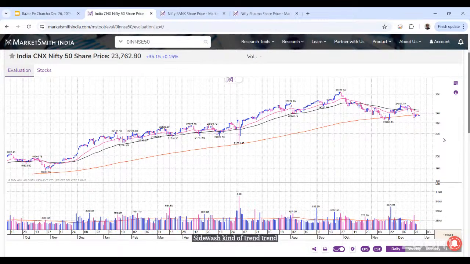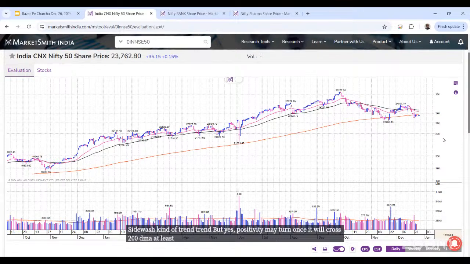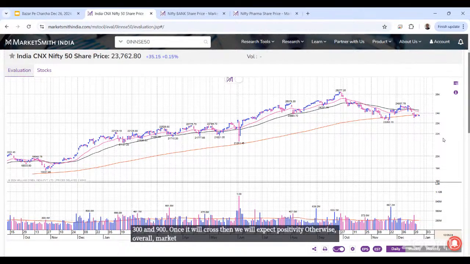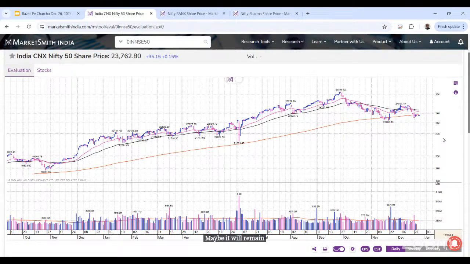But yes, positivity may turn once it crosses the 200 DMA at least. So let's see how things will improve in tomorrow's trading session, and whether it will cross and hold above this 200 DMA, that is 23,850 or 23,900. Once it crosses, then we will expect positivity. Otherwise, overall market sentiment is not looking that optimistic at the current point of time. Maybe it will remain volatile or erratic, but the 200 DMA is a level to watch.